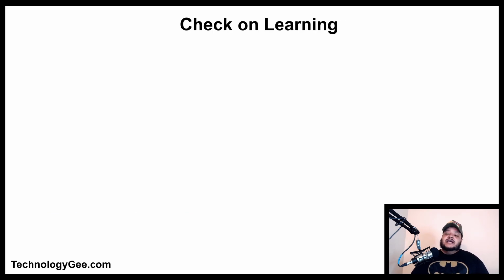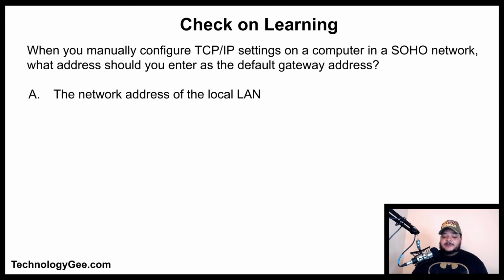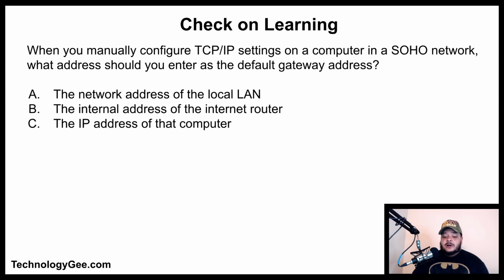So let's go ahead and get into some check on learning, shall we? The first question is, when you manually configure TCP/IP settings on a computer in a SOHO network, what address should you enter as the default gateway address? Would it be the network address of the local LAN? The internal address of the internet router? The IP address of that computer? Or should it be left blank?